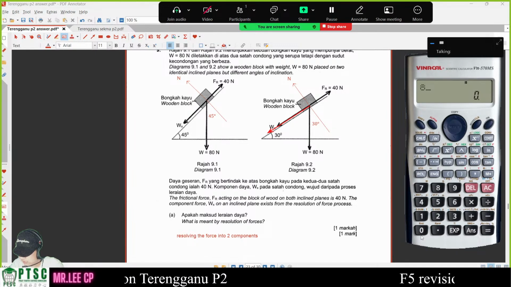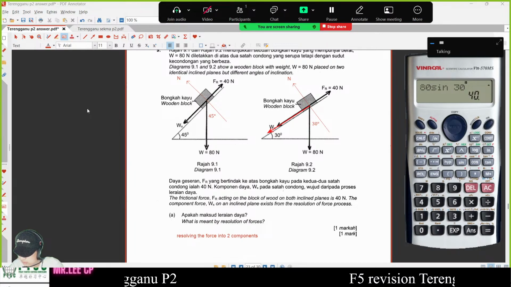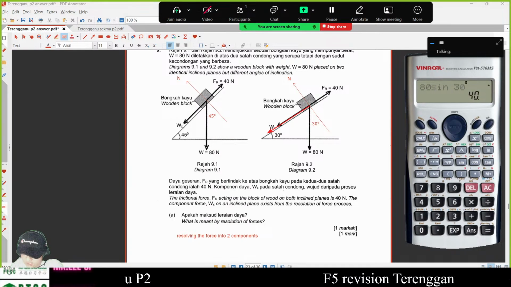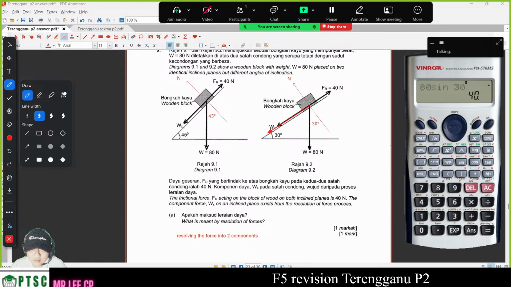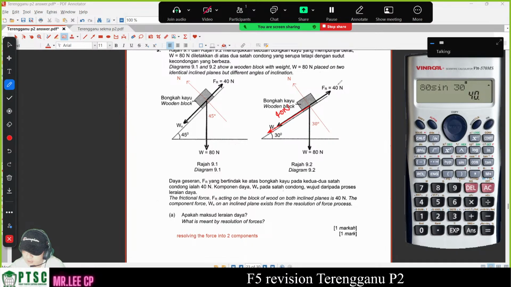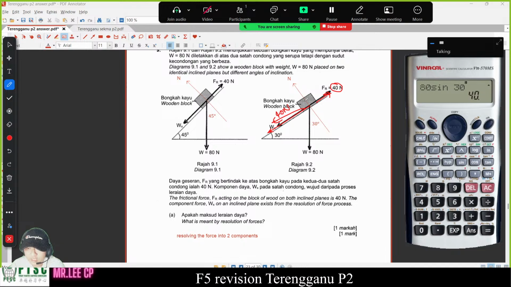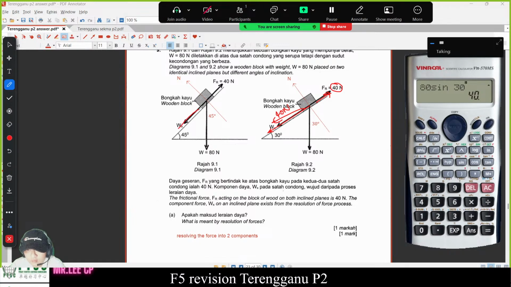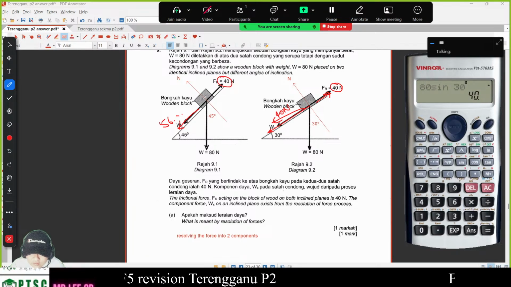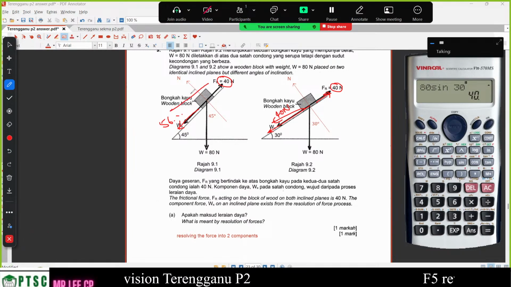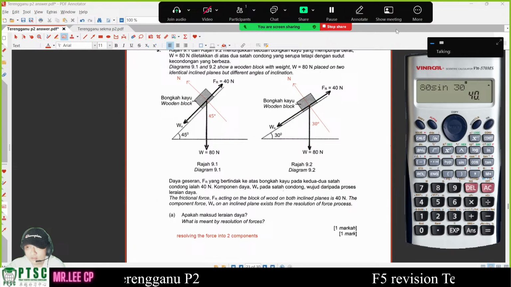W sine 30, it is 40. Yeah, how much force is pulling here? 40. How much force is pulling here? 40. So the force that is pulling down here is the same as here. Pulling down 40, pulling up also 40. So this one will be in equilibrium. So it will not move. But this one, it is 56 point something, right? So this one is more than 40. So there is a resultant force acting downward. Okay? So now this is what you need to explain.